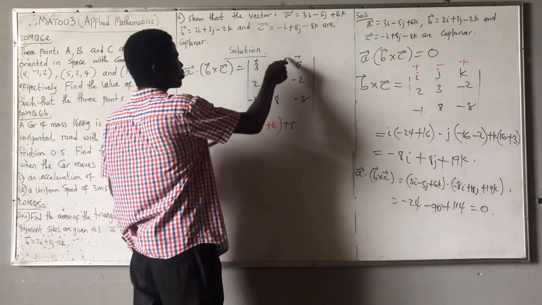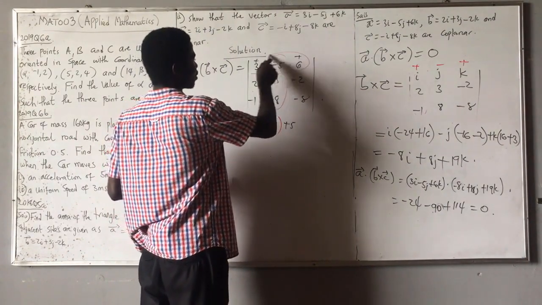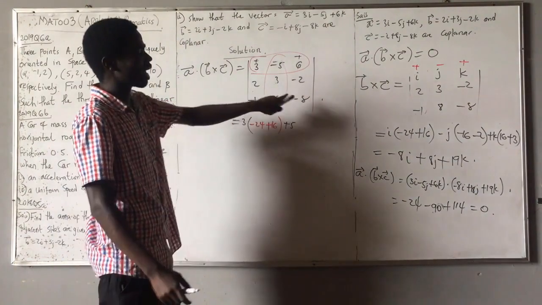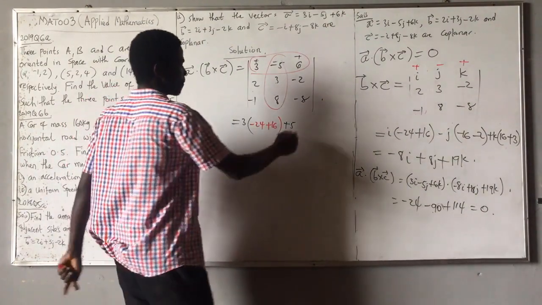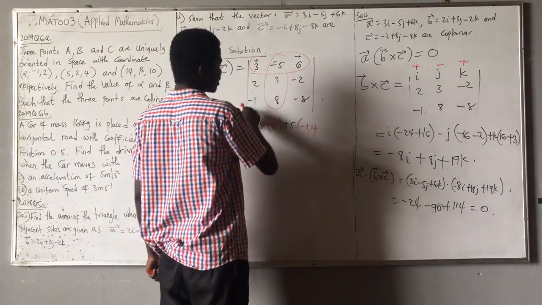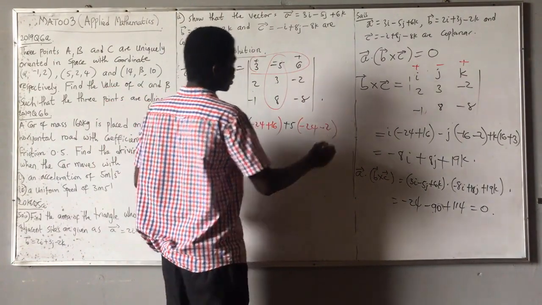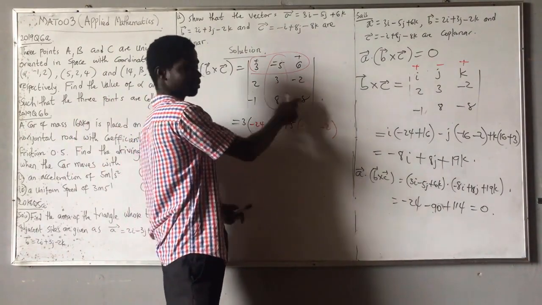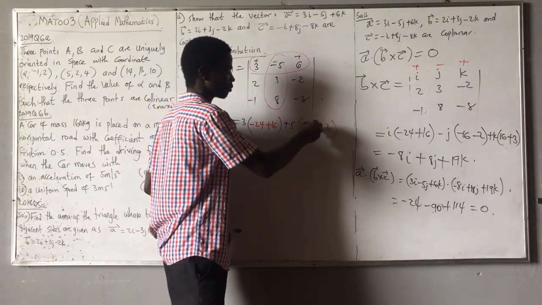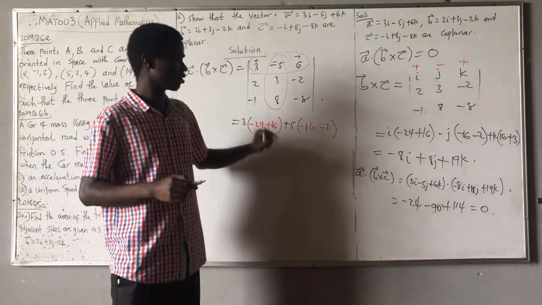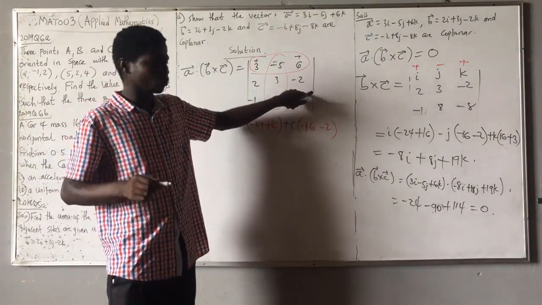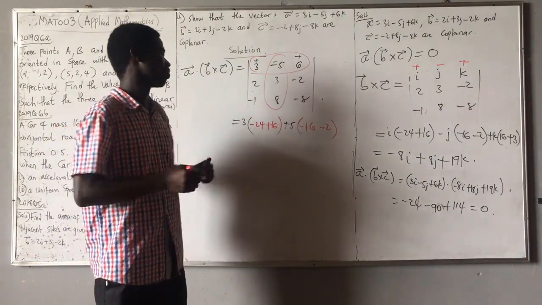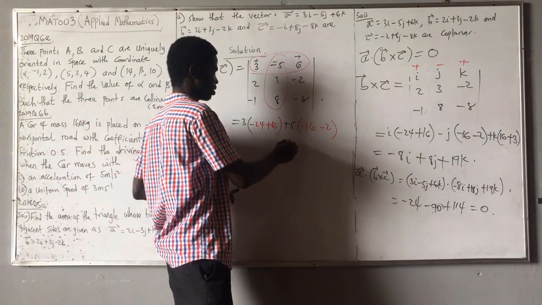Then you remove this middle one. It will remain 2, minus 2, 1, minus 1. 2 times minus 8 is minus 16, this times this, minus 2. Don't forget, 2 times minus 8 is minus 16. Minus 1 times minus 2 will give me 2. I have this. Then the last thing I have is plus 6.